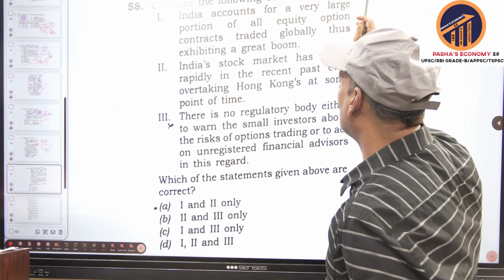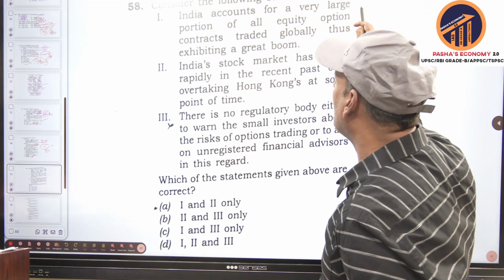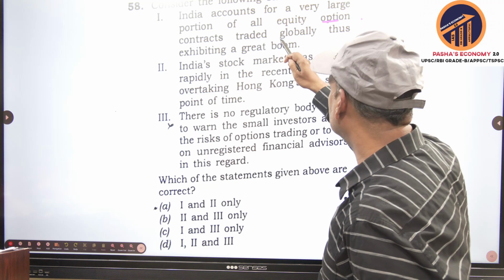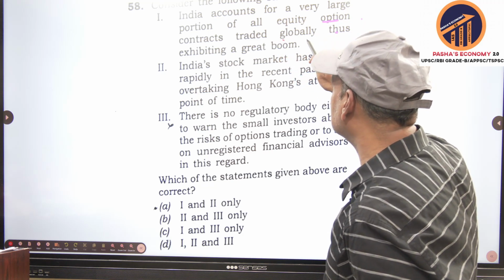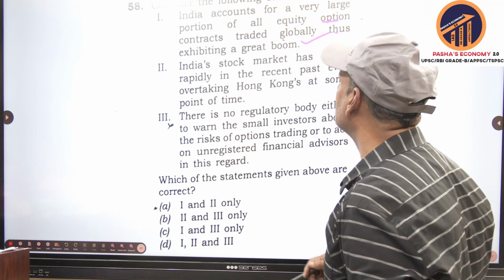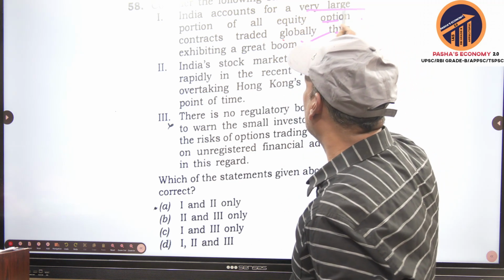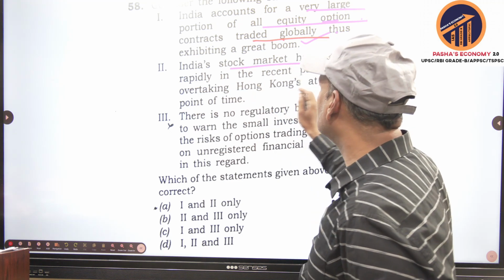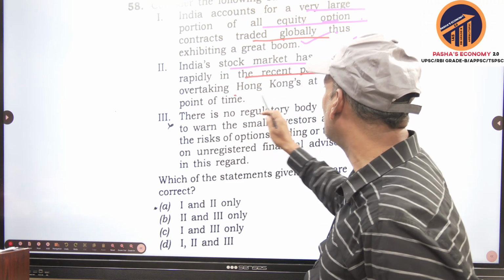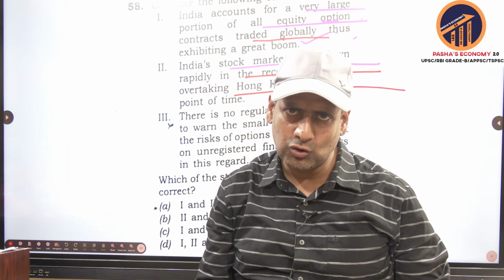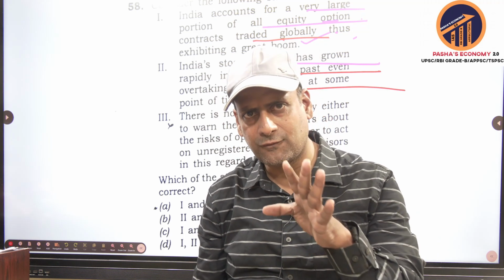See, consider the following statements. India accounts for a very large portion of all equity option contracts traded globally. Is that a great boom? Yes, the option is right. India accounts for a very large portion of all equity options in the world. The Indian stock market has grown in the recent past, overtaking Hong Kong. Yes, the point is: US, China, Japan, India. We are the fourth largest.